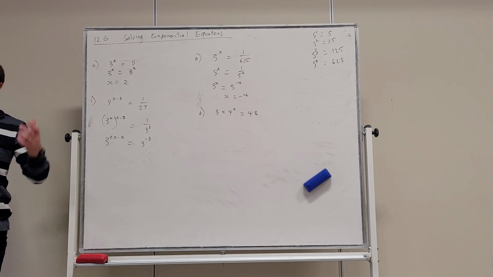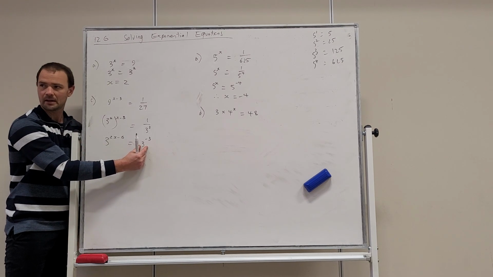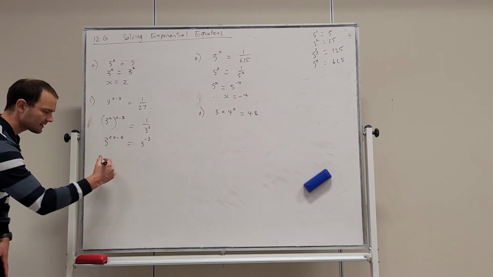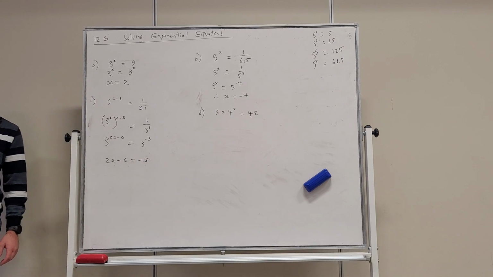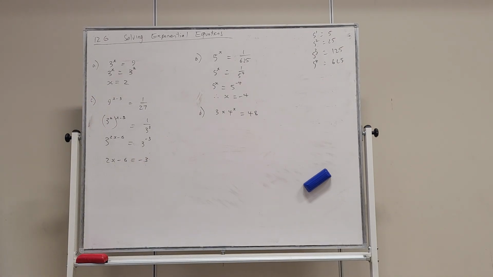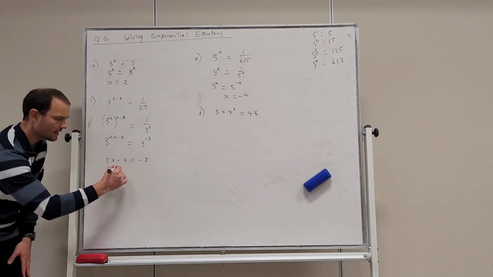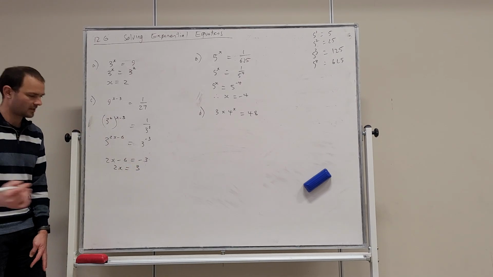Now we have the same base. I've got a base of 3 and a base of 3. So that means the powers are equal. 2x take 6 is equal to minus 3. So we can equate the powers, and then we're just solving through for x. Now we have a linear equation that we're solving. We're going to add 6 to both sides, and then divide both sides by 2.